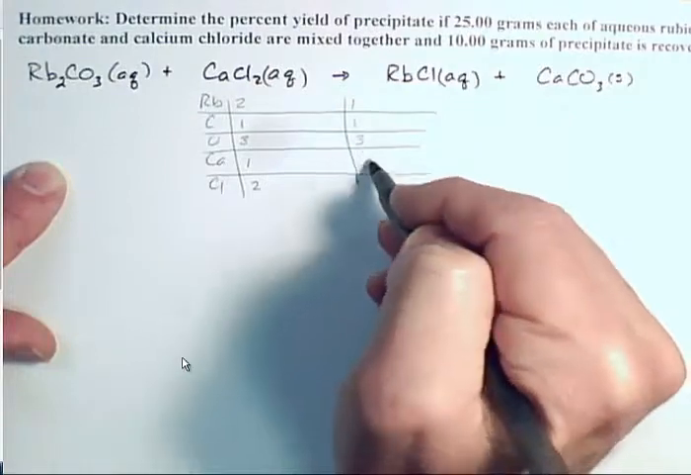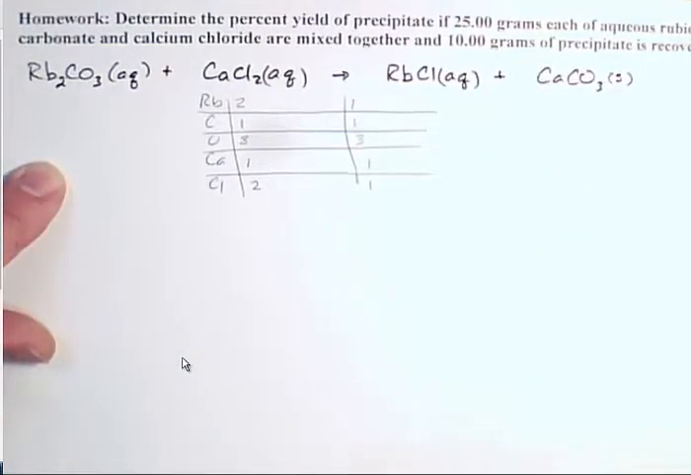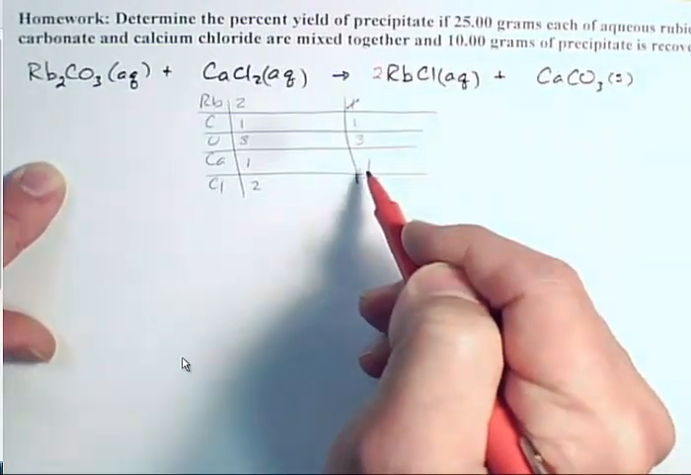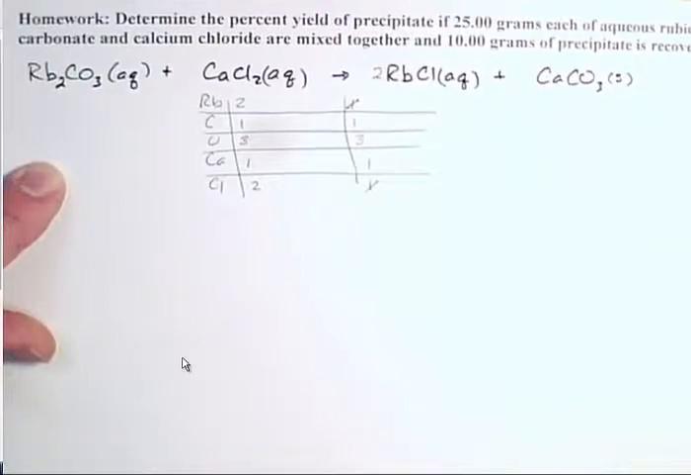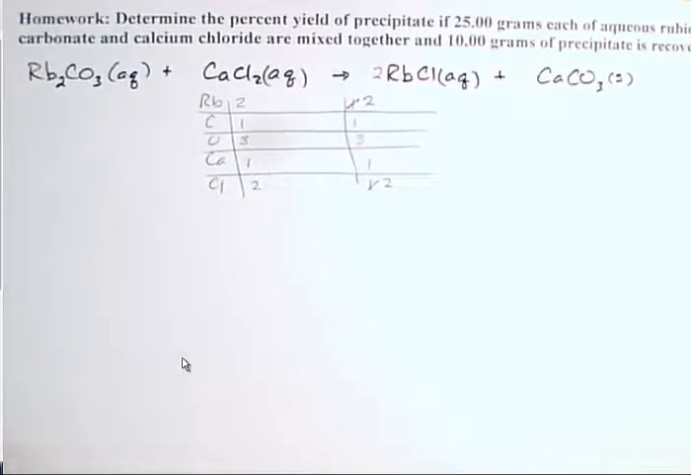Let's see, I've got 1 calcium and I've got 1 chlorine. And so if I put a coefficient of 2 here, that's going to change the number of rubidiums and the number of chlorines here, and we'll end up with a balanced set of atoms, and that means our equation is now balanced. So with a balanced equation, now we can go on and do our stoichiometry.